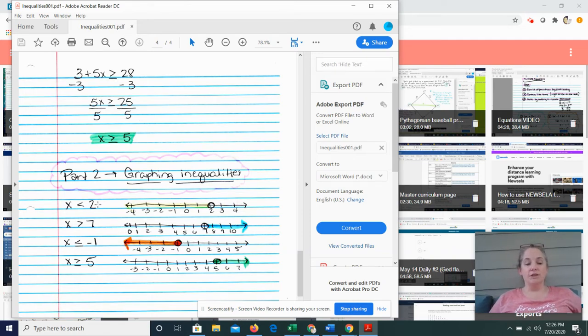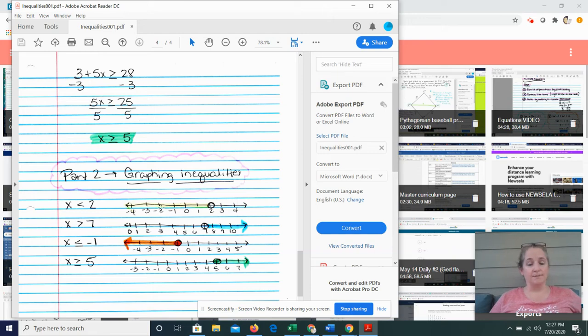So x is less than 2. You always put a circle on whatever number you get here. So you see I put a circle on 2, 7, -1, and 5. That's what you always start with. Then, if x is less than that, is 1 less than 2 or is 3 less than 2? 1 is less than 2, right? So everything this way is less than 2. I highlighted everything to the left of 2 because x is everything less than 2. I did not color that circle in.